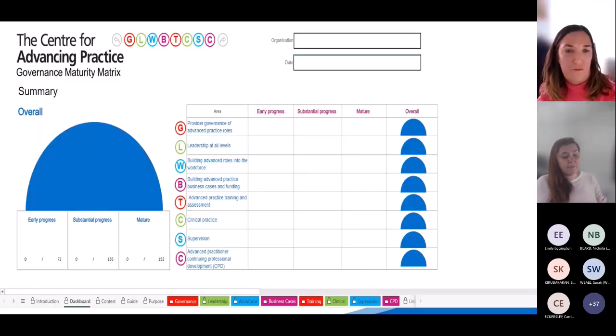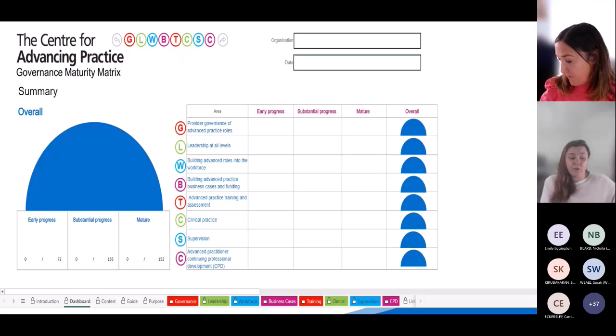Another great resource is the maturity matrix. Credible governance of the processes for developing and implementing advanced practice in health and healthcare provider organisations is central to safe, effective and successful employment of advanced practitioners. The maturity matrix has been developed to help assist healthcare organisations across all settings, and they can formally self-assess their progress on the governance of advanced practice against each domain, which will then indicate whether they are making either early progress, substantial growth, or are mature in the governance of advanced practice within their organisation.